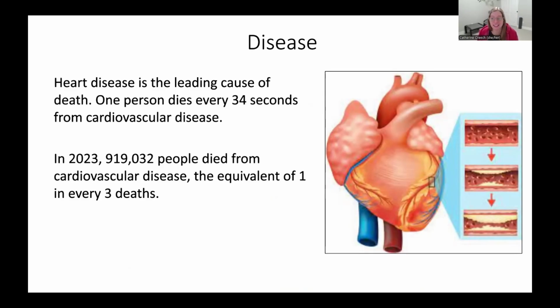Disease is our last killer of biodiversity. Heart disease is the leading cause of death in humans of all genders, of all races. It's heart disease. One person dies of heart disease every 34 seconds. And in 2023, which is some of the most recent full sets of data I could find, close to 1 million people died of heart disease. That's about 1 in every 3 deaths. And that's for the United States. I got this data from the CDC.